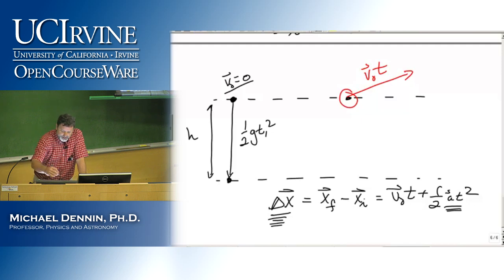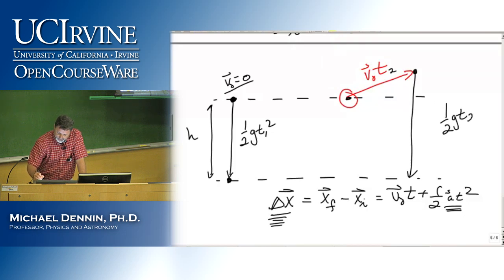So if I come over here for the V naught t, I have to draw 1/2 gt squared from here to here. So this is t2. I have to go from the end of V naught t, because that's what I'm adding it to, and I have to end where delta x ends, and I know it ends on the ground.